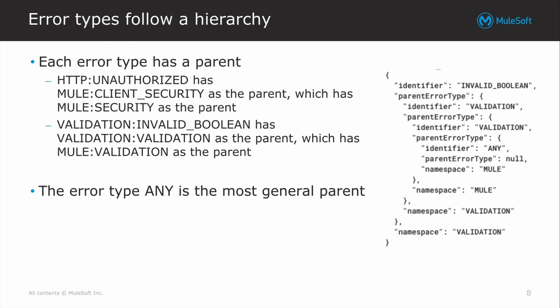Each error object has a parent error type that is used to trace the hierarchy from the bottom up. In this example, the error that was thrown is VALIDATION:INVALID_BOOLEAN. Its parent is VALIDATION:VALIDATION, whose parent is MULE:VALIDATION, whose parent is MULE:ANY. The MULE:ANY error type doesn't have a parent and is the highest level messaging error.